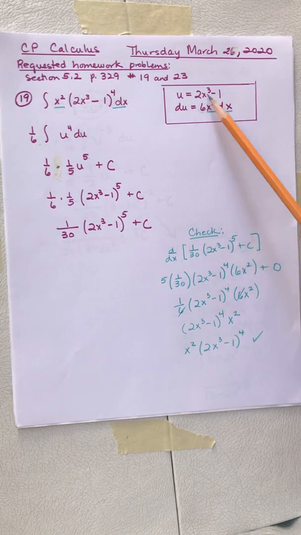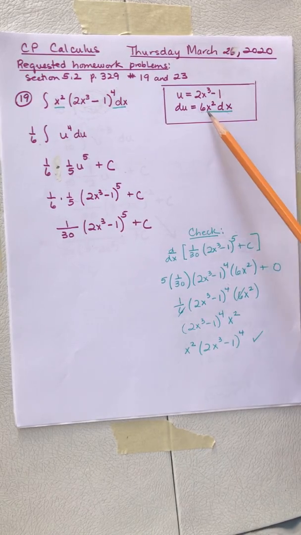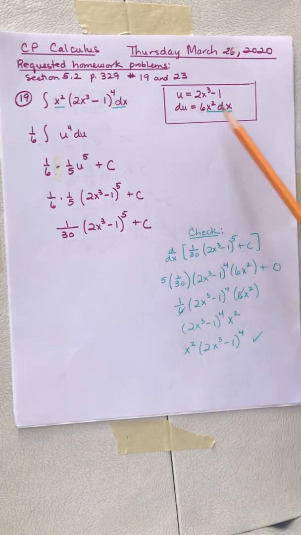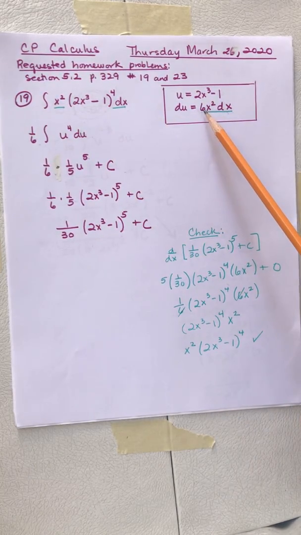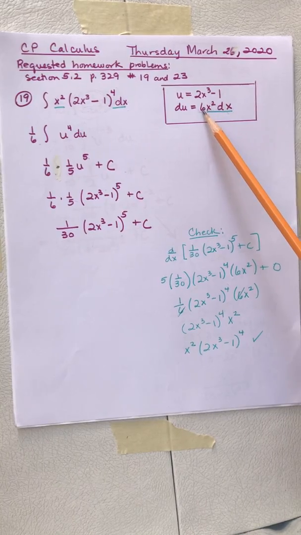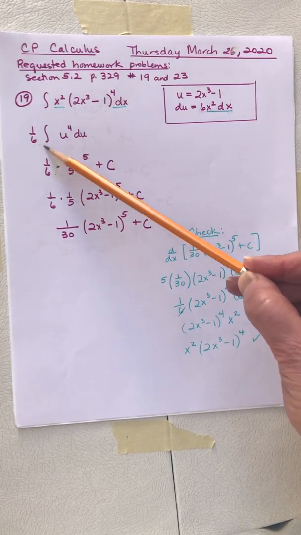We take the derivative of that, we get 6x squared dx. In our original problem, we have the x squared dx. There's the x squared dx in our du. There it is in the original problem. But in our du, we picked up a 6 that's not in the original problem. So we multiply by the reciprocal of 6, which is 1/6, and we put it in front of the integral.